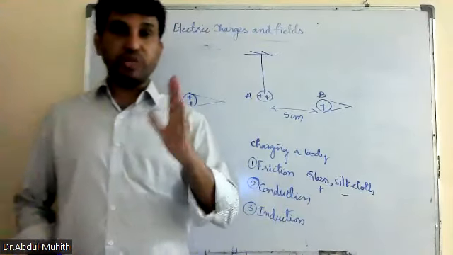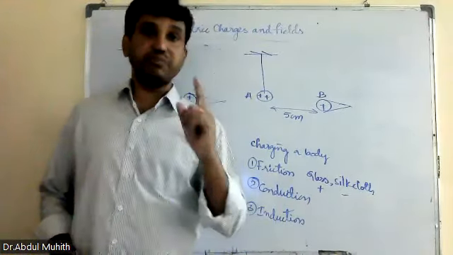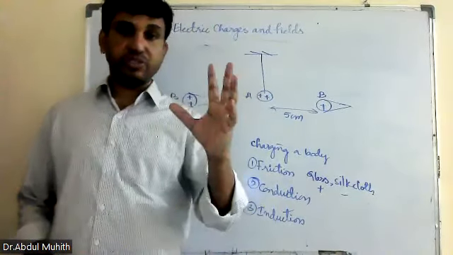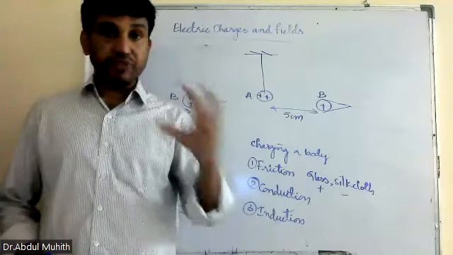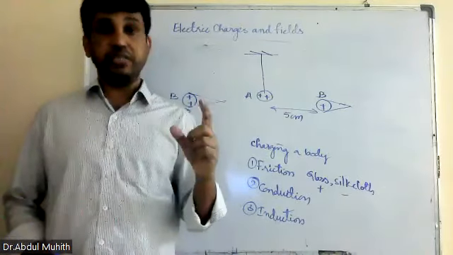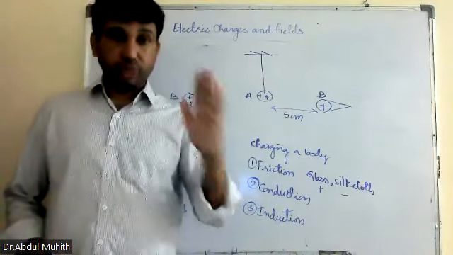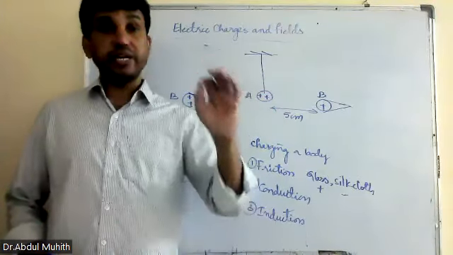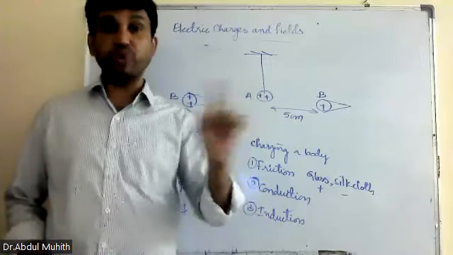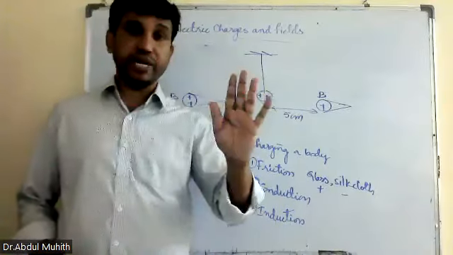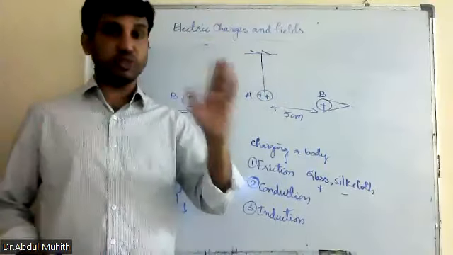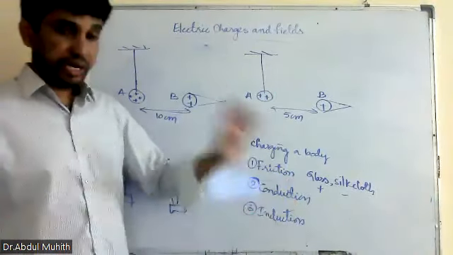Understood? See, when I say positive charge, it doesn't mean protons. Keep that in mind. When I say negative charge, it is excess of electrons. When I say positive charge, it is deficiency of electrons, not protons. Everyone is having a misunderstanding, like protons means positive, electrons means negative. It's not like that. Deficiency of electrons is positive.